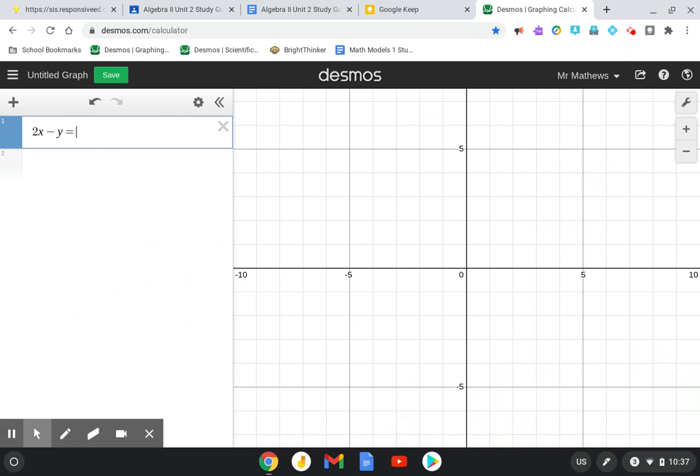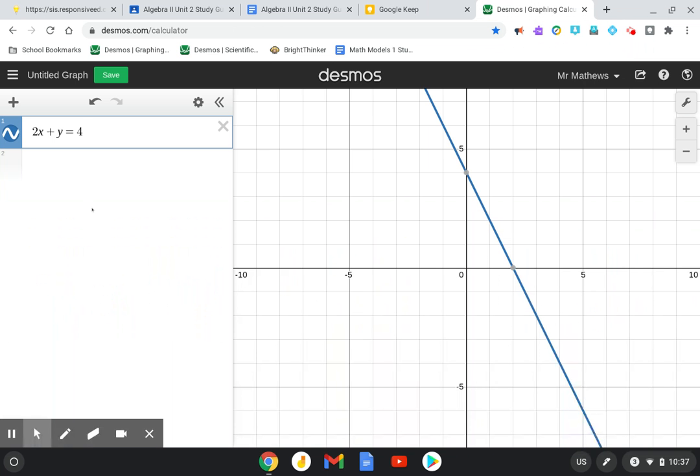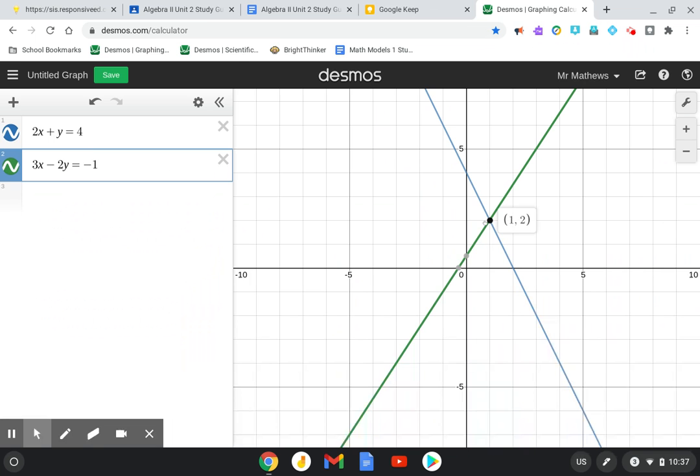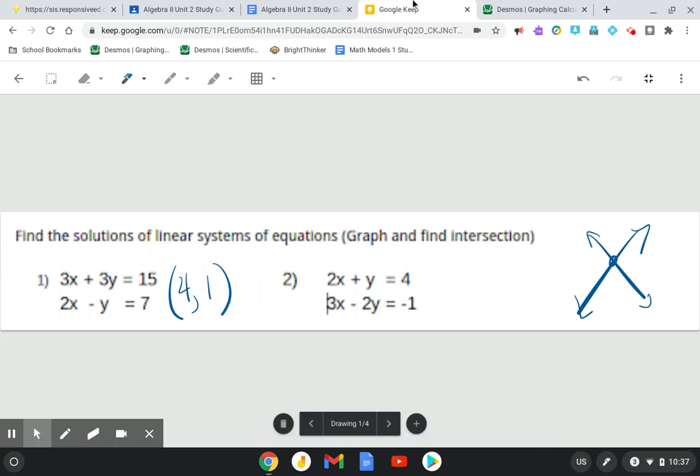Next one, just go right in. 2x minus y, or plus y, equals 4. And 3x minus 2y equals negative 1. I'll look where they cross. They cross at the point (1, 2). And so that is my answer for that. And that's all you got to know for those.